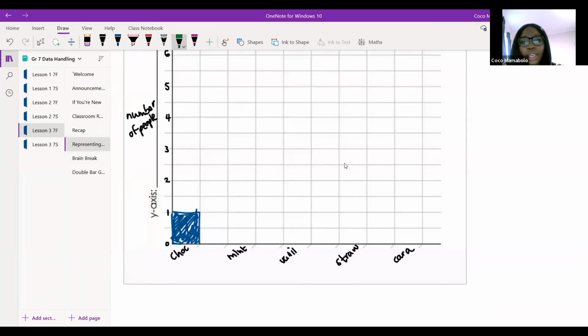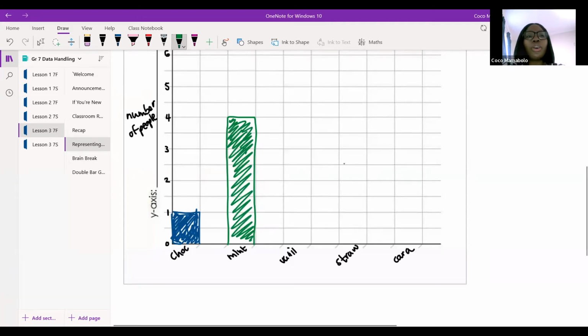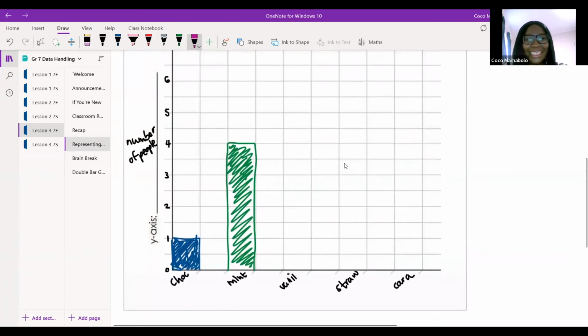I'm going to make mint chocolate green. Let's do that. I'm going to go all the way to 4. So I need to color all 8 of these blocks because 2 blocks is for 1, just like that. Okay, then comes the boring vanilla. The winner, vanilla. Vanilla had 6 people, and that is 12 blocks that we need to color in. So make it nice and long.